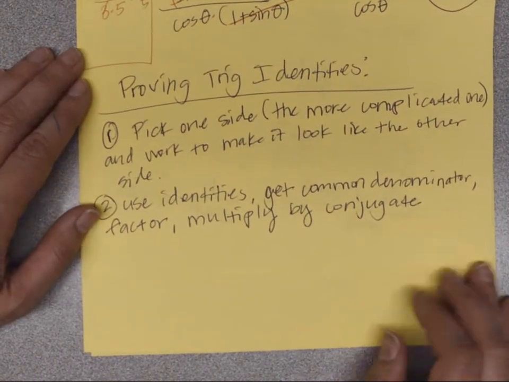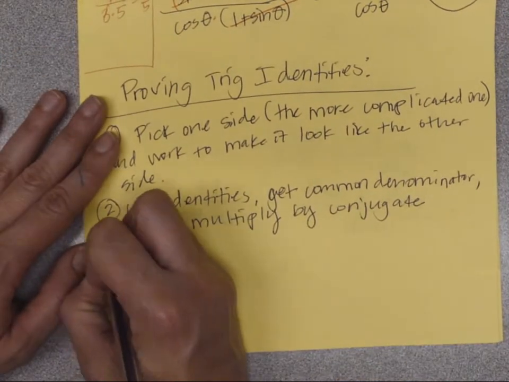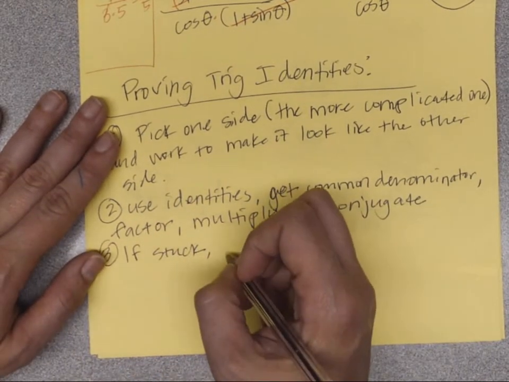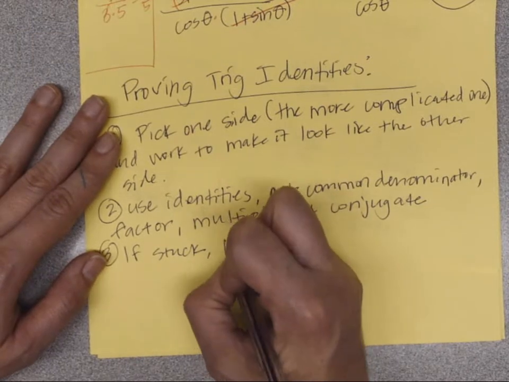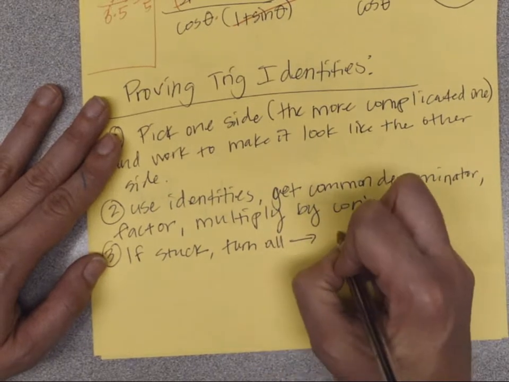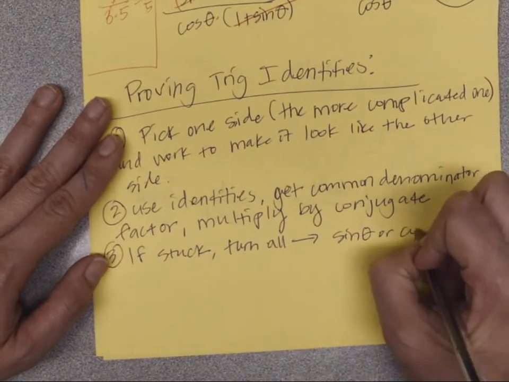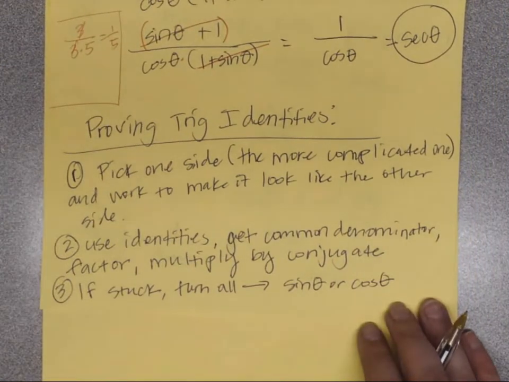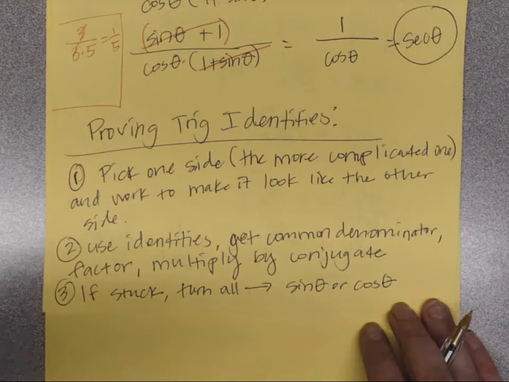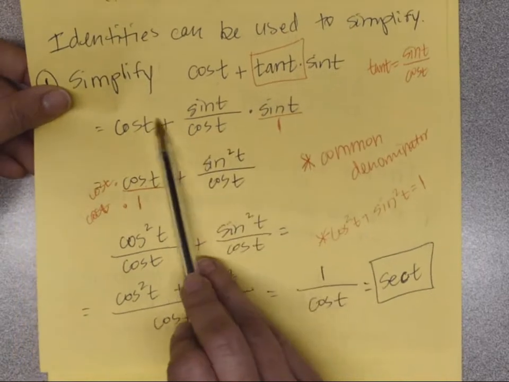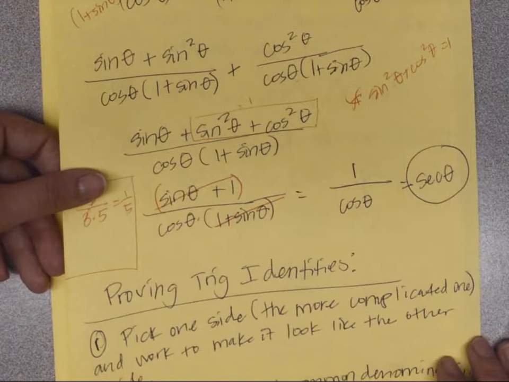Okay. And then one last thing: if you're stuck, it is really helpful to turn everything into sine and cosine. So turn all into sine or cosine. And we kind of already did that a little bit. If you need to pause these videos at any point to catch up with what I'm writing, feel free to do that. If you'll see on that first example, we started off with a tangent and we turned it into sine and cosine, so we only had sine and cosine to work with. The next one already just had sine and cosine.